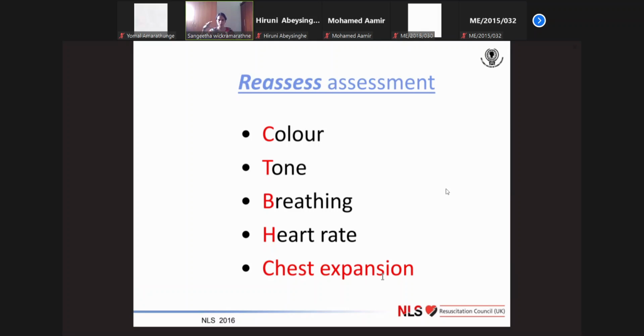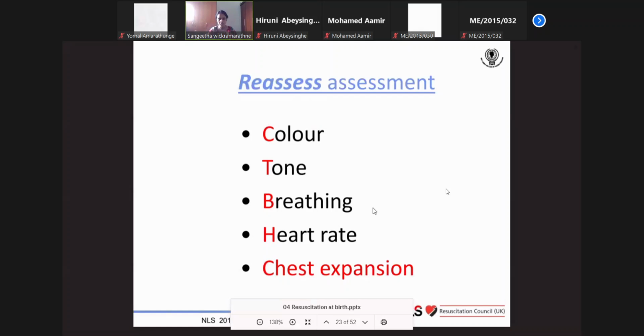So always when you give the breath, at the same time, you have to observe the baby's chest. That's why I told you don't cover the baby's chest during resuscitation, right? Only then do you assess, when you give 5 inflation breaths. While giving them, you observe for chest expansion. If you get a good chest expansion, you assess the color, tone, breathing, and heart rate.